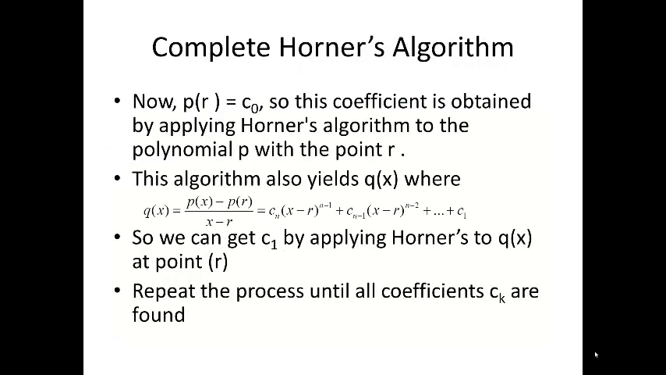So p of r is equal to c sub 0, this coefficient is obtained by applying Horner's algorithm to the polynomial p at point r. And then the algorithm also yields q of x, where q of x is p of x minus p of r divided by x minus r, and that approximates c sub n (x minus r) to the n plus 1, plus c sub n minus 1, etc., all the way out to c1. So we can get c1 by applying Horner's algorithm to q of x at point r, and we repeat this process until all coefficients c sub k are found. We're going to call this the complete Horner's algorithm, and we'll take a look at some of the pseudocode here.